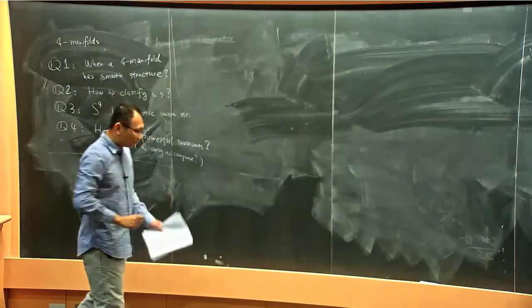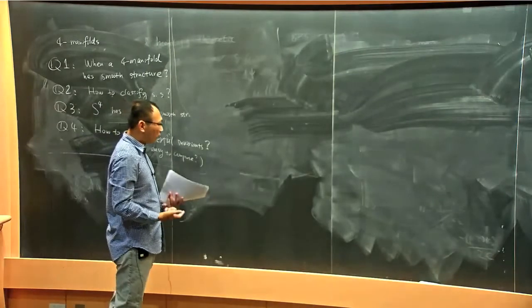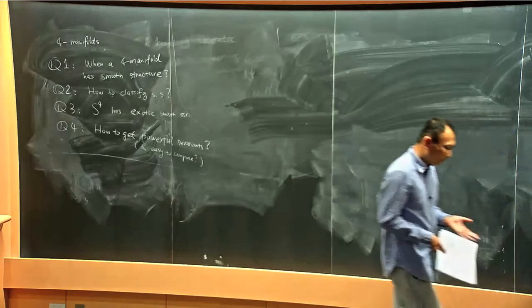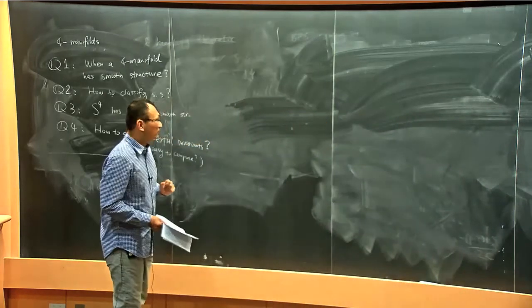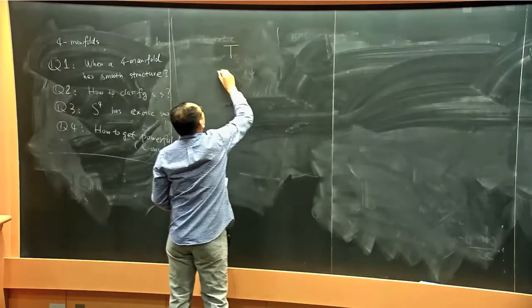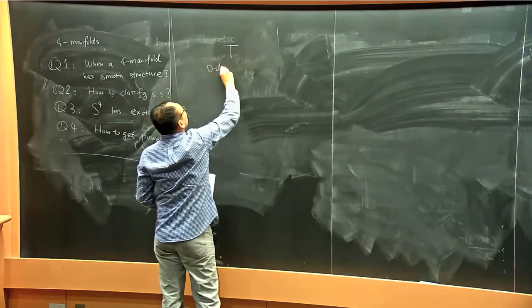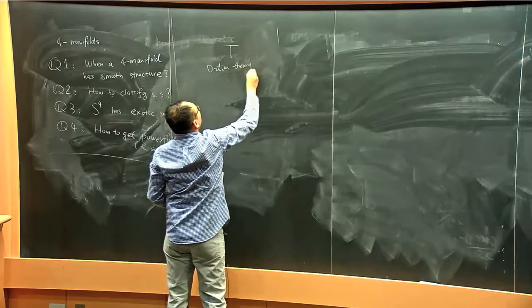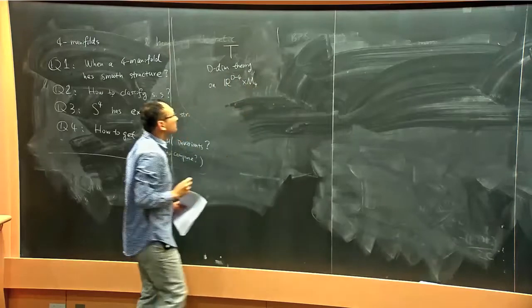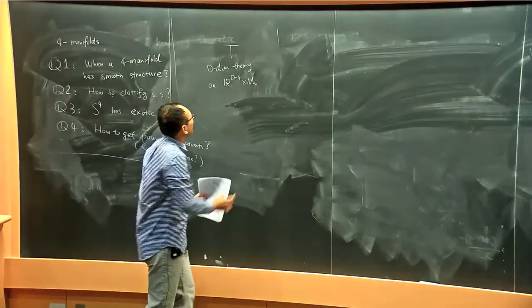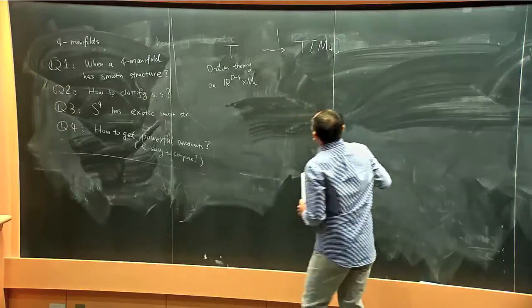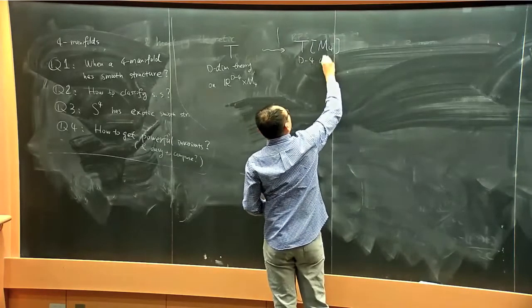Well, since I only have 15 minutes, let me say that one way to use, as I mentioned, 6d (1,0) theory is to obtain invariants of four-manifolds. So one general program is to start with a d-dimensional theory T, and consider this on R^(d-4) times M4. If you shrink the size of M4, this will lead to a quantum field theory in lower dimensions. You will get the theory T of M4, which would be a (d-4)-dimensional theory.